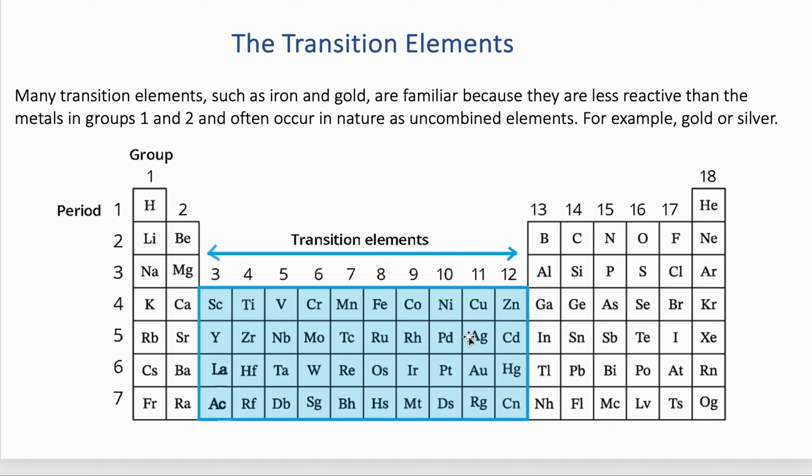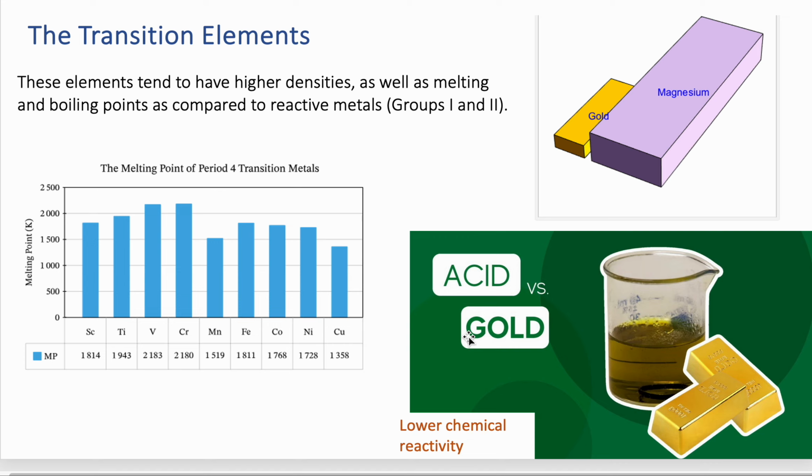These elements are very special as well, and they are called transitions because there is something particular in their electronic structure. It is not for this course, but eventually in advanced chemistry courses, you will see that it has to do with the transitions of electrons. For now, we're going to be learning that these transition elements tend to have higher densities as well as higher melting and boiling points compared to the reactive metals of group number 1 and 2.